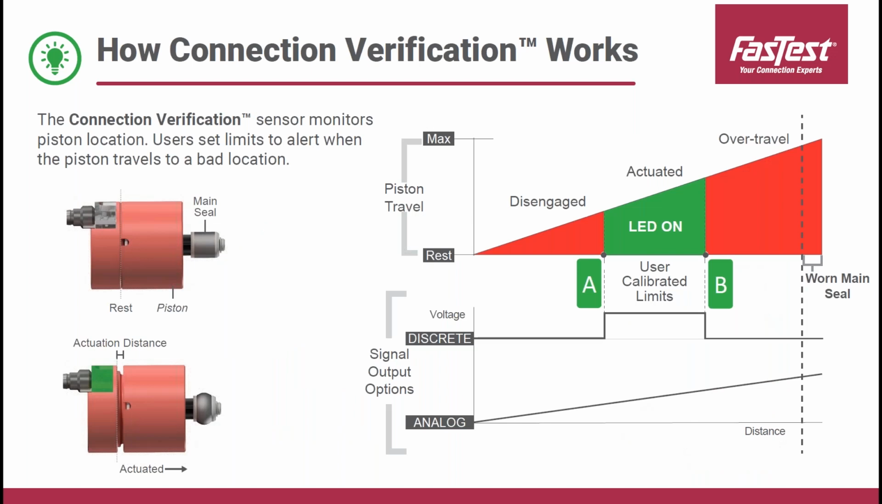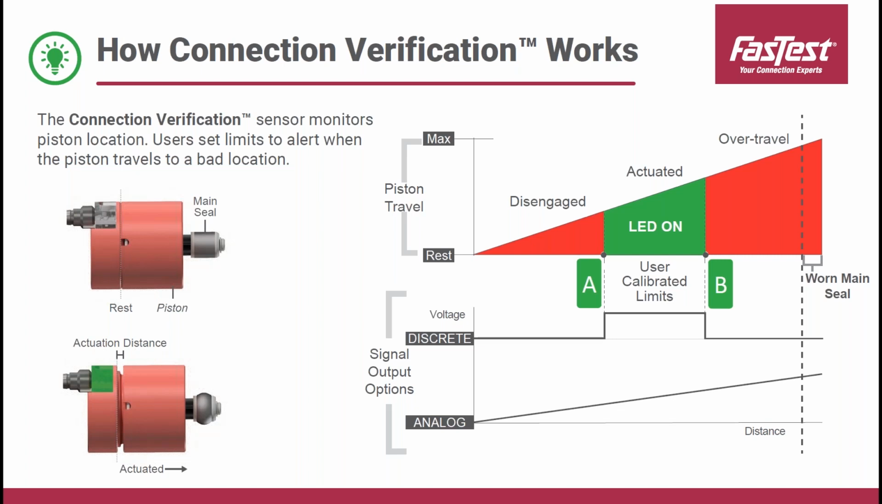So this is how connection verification works. We're monitoring piston location. On the lower left, you can see an actuated connector versus a connector at rest. And the piston component is called out. And we measure that to a very, very fine resolution, almost 5/1000ths of an inch.